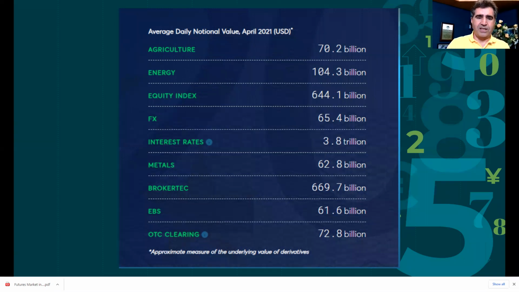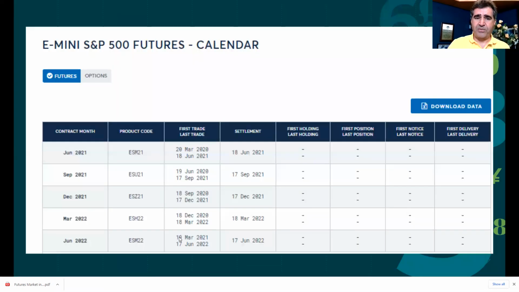People love stock markets. And then metals are not as big. And then the broker tech and EBS, these are all the customer-oriented exchanges that deal directly with other traders or the dealers. So they actually are more of a private dealers in a sense, and they do 669 billion. The same thing with OTC clearing. So you see how much of our activities are happening.